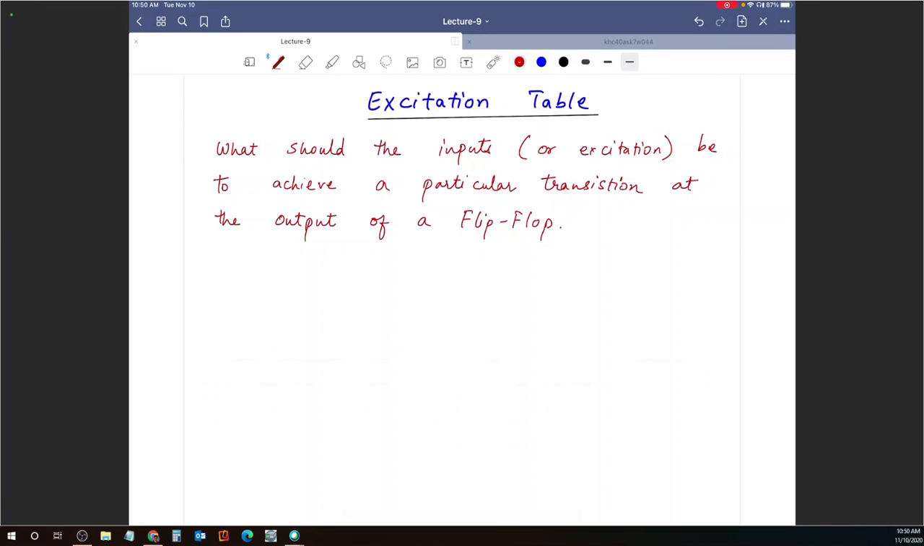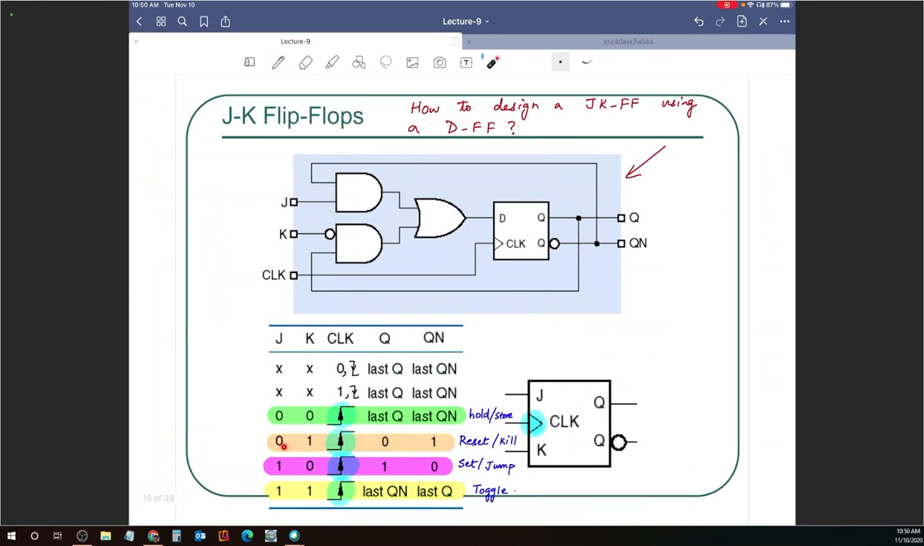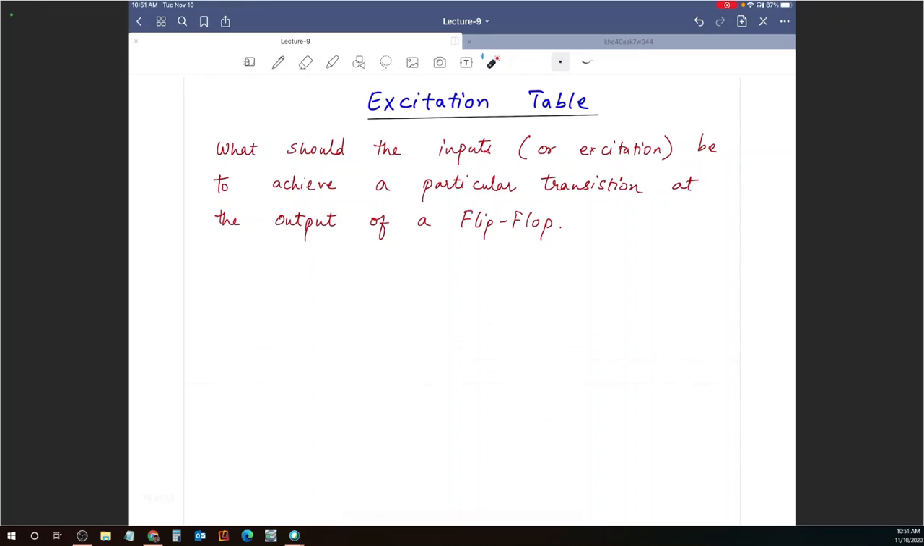You see, the characteristic table tells us the opposite, right? A characteristic table tells us if you have the inputs, what is going to happen to the outputs. But the excitation table is reverse. What should your inputs be in order to get a particular transition at the output? So essentially you are given Q and Q plus, you need to figure out what the inputs of the flip-flop are going to be to get that transition. So let us try to derive an excitation table for the JK flip-flop.